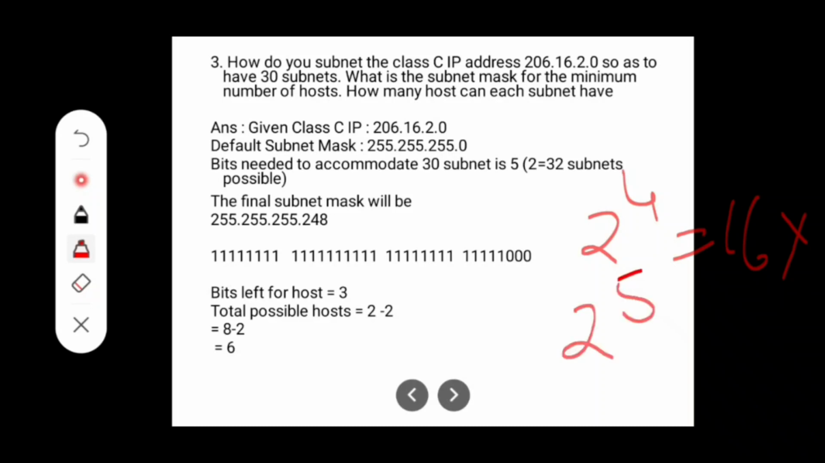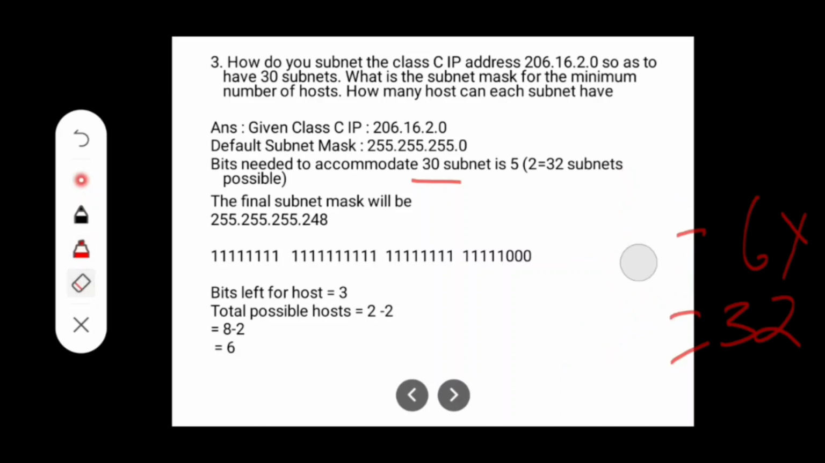2 raised to 5 is correct, it is 32. Because 5 bits are sufficient for these 30 subnets. Clear? So we will take this 5. So 5 bits are required to accommodate these 30 subnets. So 2 raised to 5 equals 32 subnets possible. Clear?